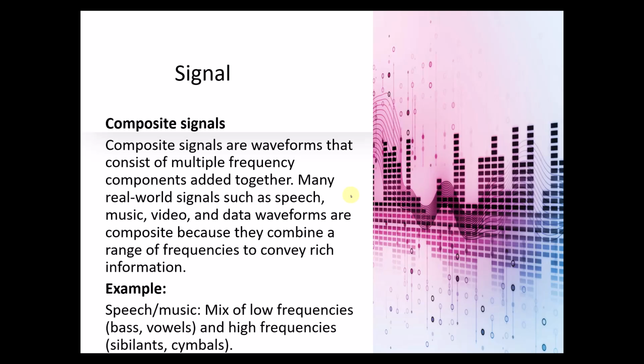Now we also have something we call the composite signal. Composite signals are waveforms that consist of multiple frequency components that have been added together. In the real world, for example, your speech or your video or your data, if you speak, your voice consists of a mixture of frequencies, both low and high. So your voice is not just one frequency. So in the real world, most signals are composite in nature.